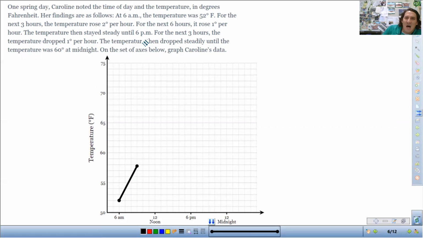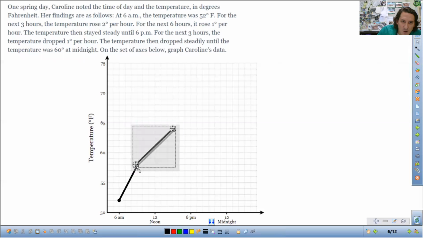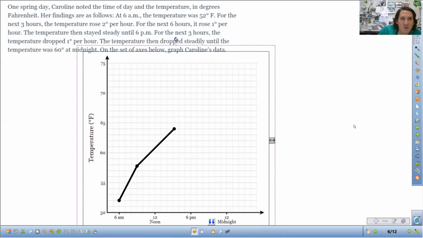For the next 6 hours, it rose 1 degree per hour. So up 1, over 1 hour. So that's 1, 2, 3, 4, 5, 6. That point isn't placed very well. There you go. That's a little better. All right.